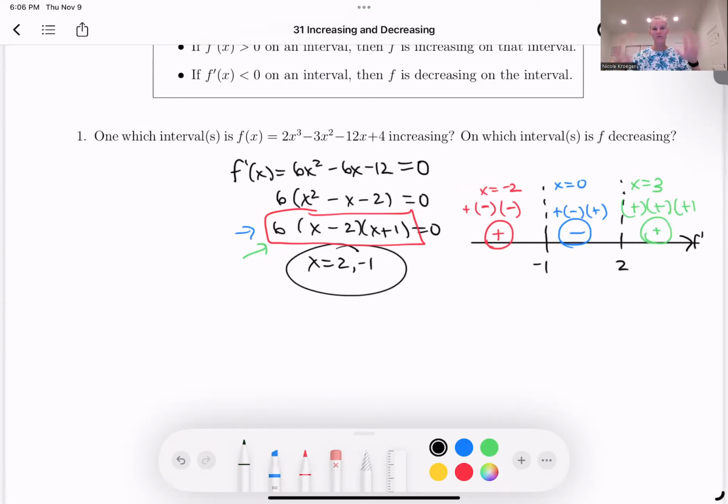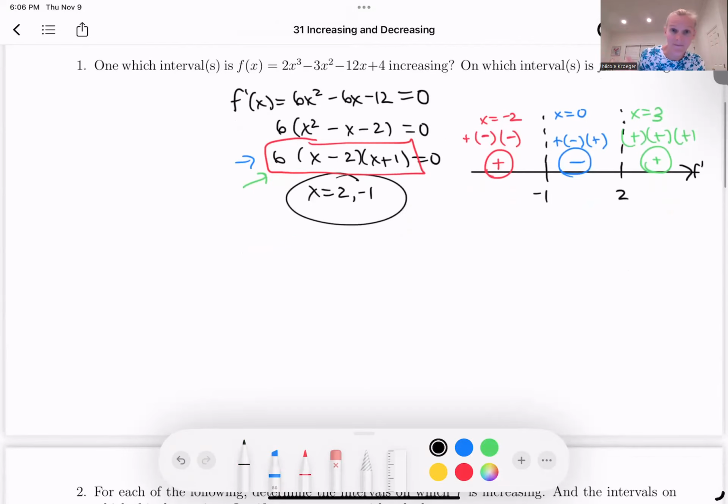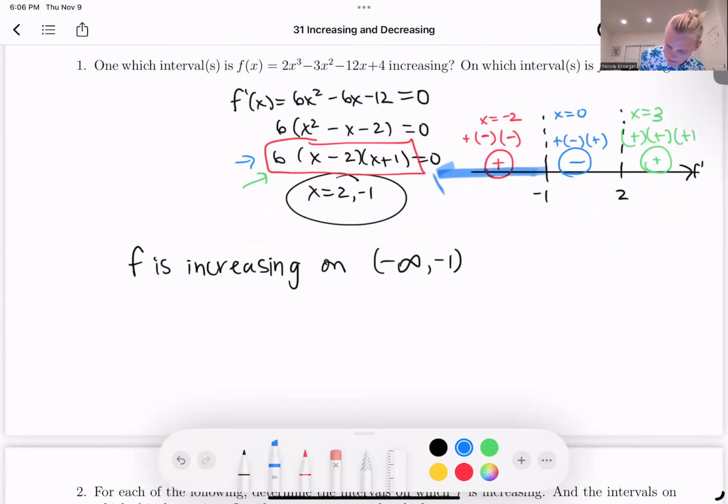So the derivative is positive less than -1 and greater than 2. So the function will be increasing. So f is increasing on the interval from -infinity to -1, because that's this interval. And we're not including -1 because at -1, the derivative is 0, which means the function is neither increasing nor decreasing there. And then from 2 to infinity, once again, we're not going to include 2 because the derivative is 0 there.